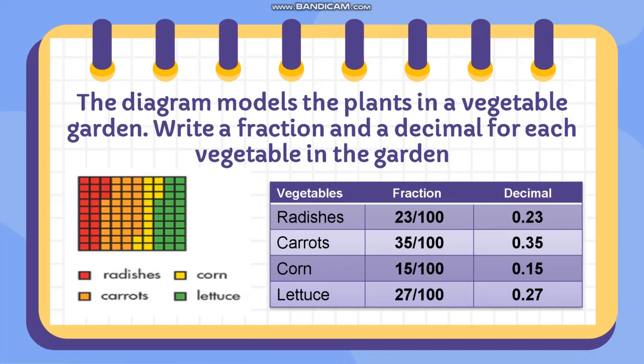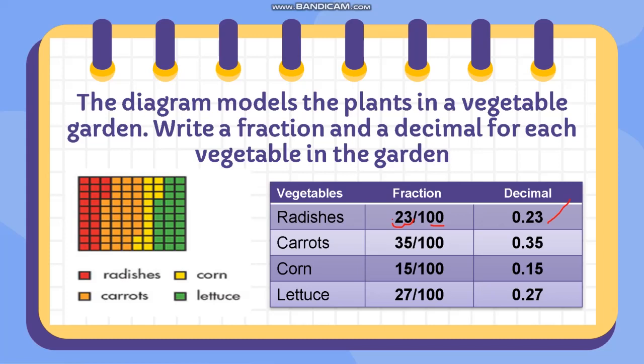We have the vegetables: radishes, carrots, corn, and lettuce. This is one whole that is equivalent to 100 parts, right? So radishes is equivalent to 23 hundredths. Why? 10, 20, 21, 22, 23. So 23 out of 100. Now, how do we change it into a decimal? 2 zeros, move 2: 1 and 2, so the decimal is there. So it becomes 0.23.